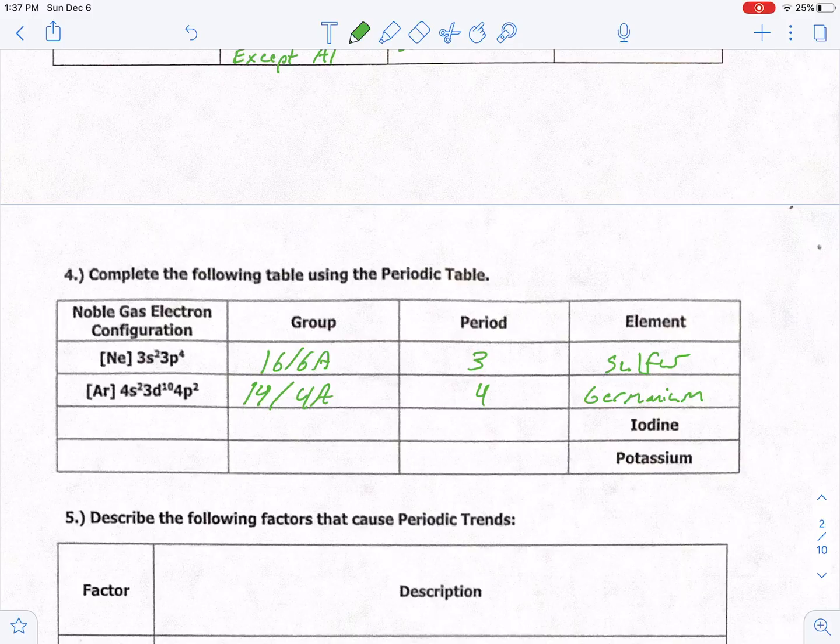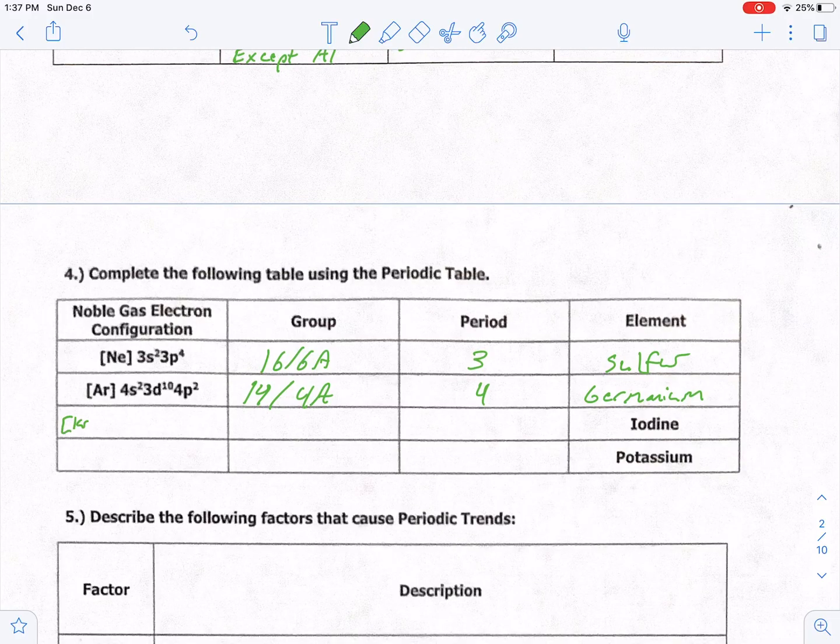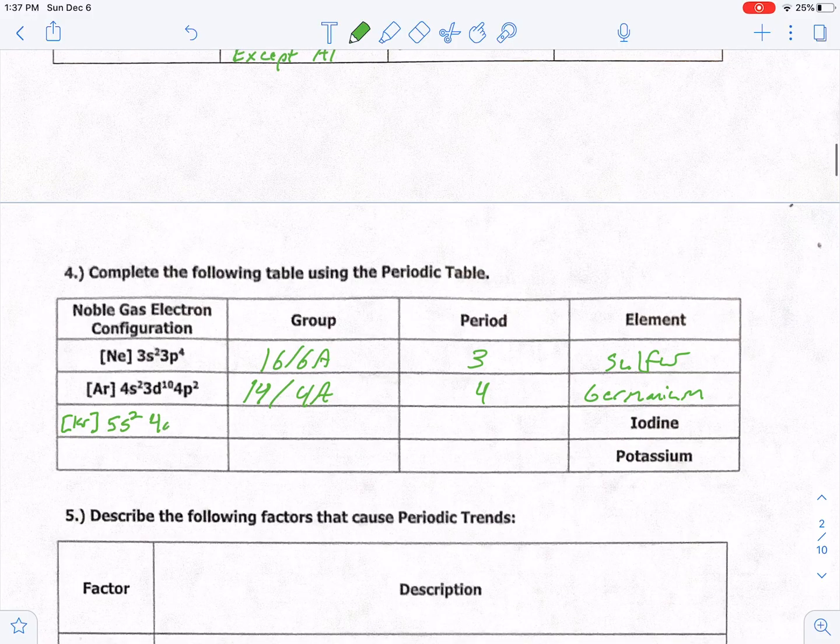Okay, so that was krypton in brackets. That was the last noble gas before it. Then we went through 5s2, all the way through 4d10, and then 5p5. Okay, that is in group 17/7A, and that was in period 5.